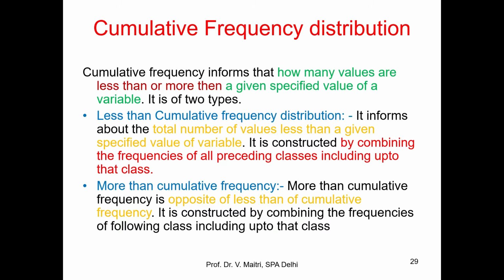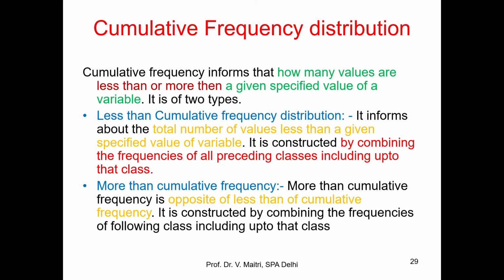Similarly, for the cumulative frequency distribution, we have two types: less than cumulative frequency distribution and more than cumulative frequency. Less than cumulative frequency tells us the total number of values less than a given specified value of a variable. It is constructed by combining the frequencies of all preceding classes, including up to that class. And more than cumulative frequency is the reverse of this, the opposite of less than cumulative frequency. It is constructed by combining the frequencies of following classes, including up to that class.